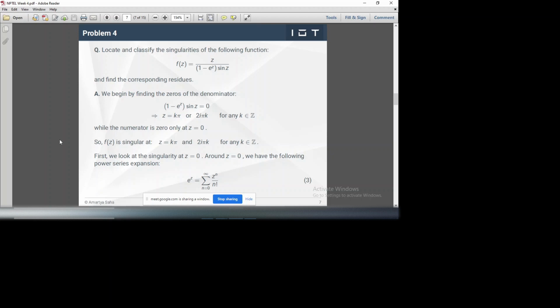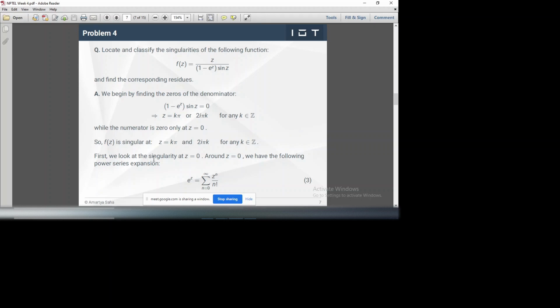Okay, so now what to do? Let us first look at the singularity at z equal to 0. We'll have to examine this singularity very carefully, because as we have seen, the numerator is also 0 here. So at this point, the function is of 0 by 0 form. We have to be careful, because in the real analysis case, we usually employ the L'Hospital rule to find that kind of limit, 0 by 0 form.